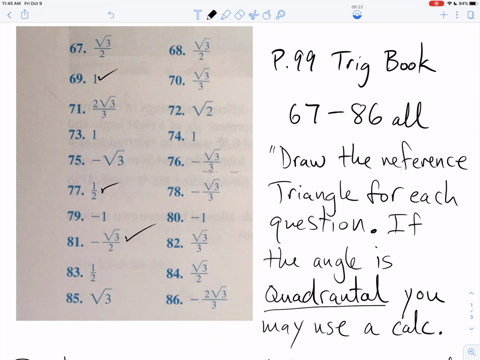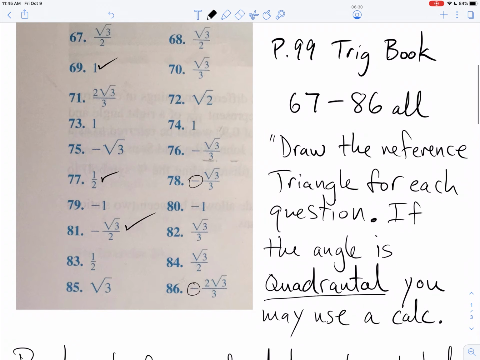So you'll notice like number 86 here, that's a negative answer. Number 78, that's a negative answer. Here's what happens. I'm going to show you how to get these type of answers.